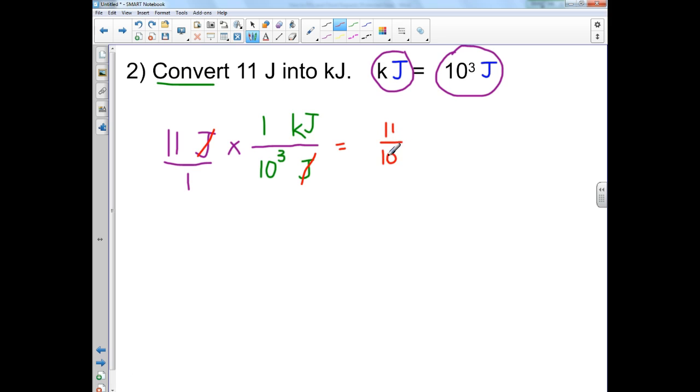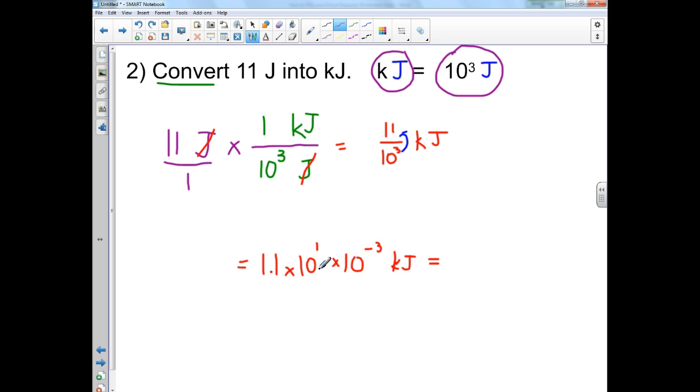You have 11 over 10 to the 3 times a kilojoule, so kilojoules is the unit. And if you want to, you can combine the powers of 10 here. So 11 is no different from 1.1 times 10 to the 1. You can bring that 10 to the 3 out of the denominator into the numerator. And when you do, you flip the sign of the exponent. So not positive 3, but now it's going to be negative 3 in the numerator times kilojoule.